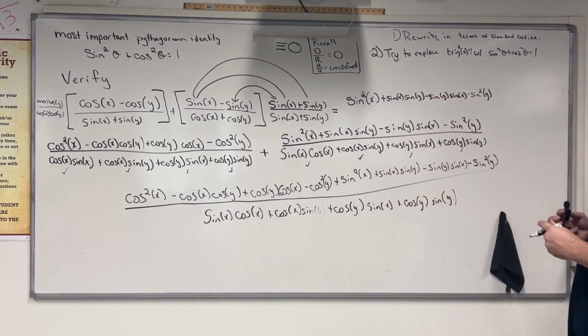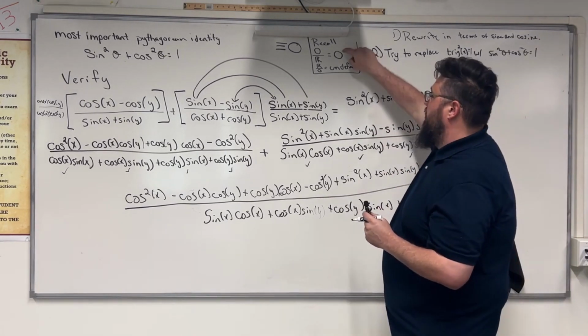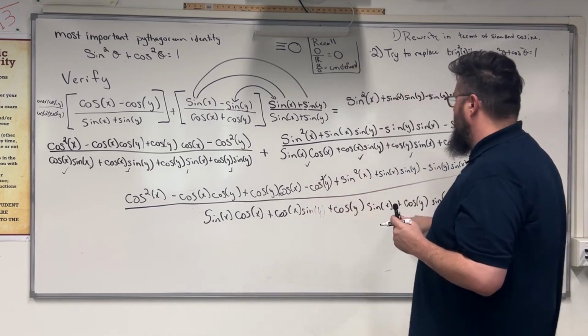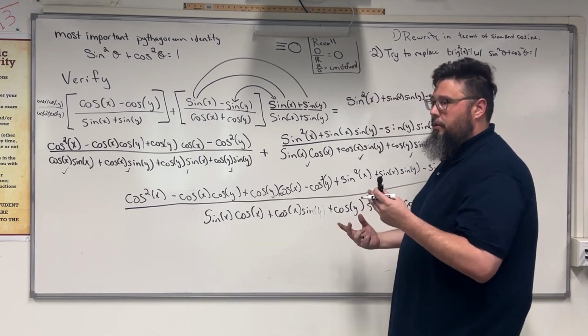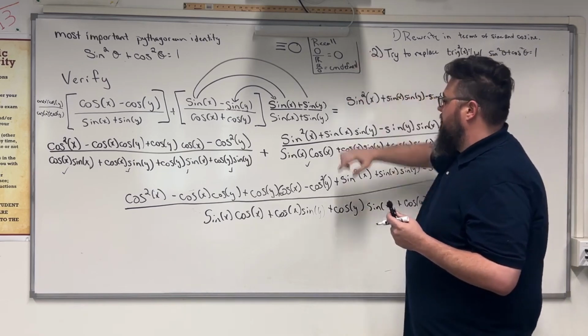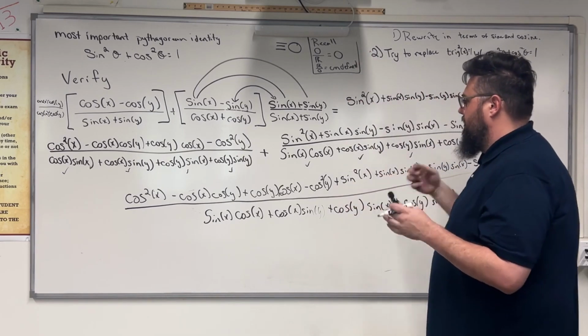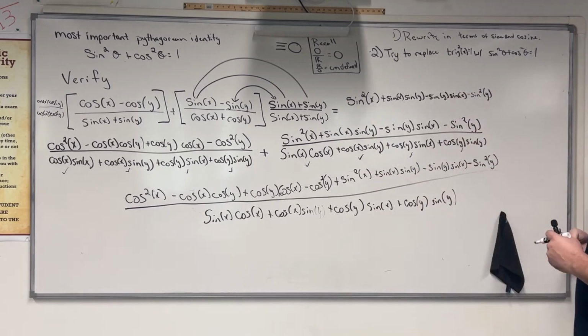And again, our goal is just to make the numerator equal 0. So it doesn't matter what's down here. These are all just numbers, right? Sine of y, cosine of y, all numbers. I just need to get the top to 0. So when I divide 0 by this, it leaves me with just 0.